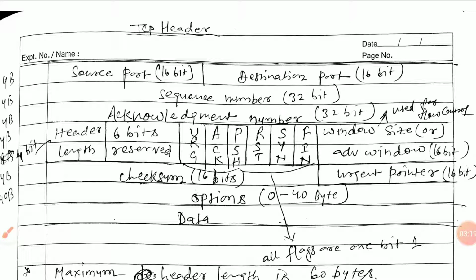Then we have the option field, which is 0 to 40 bytes. So the minimum header size, which is compulsory, is these 20 bytes, and the remaining up to 40 bytes you can optionally add. So your header size is a minimum of 20 bytes and a maximum of up to 60 bytes, followed by your data, which is the payload.